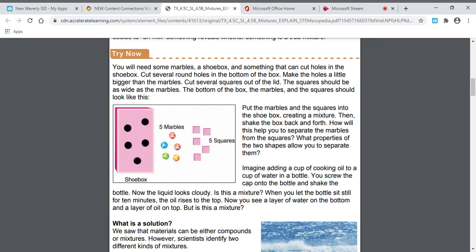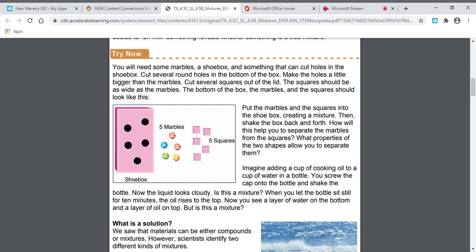So we'll make little holes bigger than the marbles. Cut several squares out of the lid. The squares should be as wide as the marbles. The bottom of the box, marbles, and the squares should look like this. So we have the picture here, and it shows you what it should look like. So you're going to put the marbles and the squares into the shoebox, creating a mixture. Then shake the box back and forth. How will this help you to separate the marbles from the squares? What properties of the two shapes allow you to separate them?